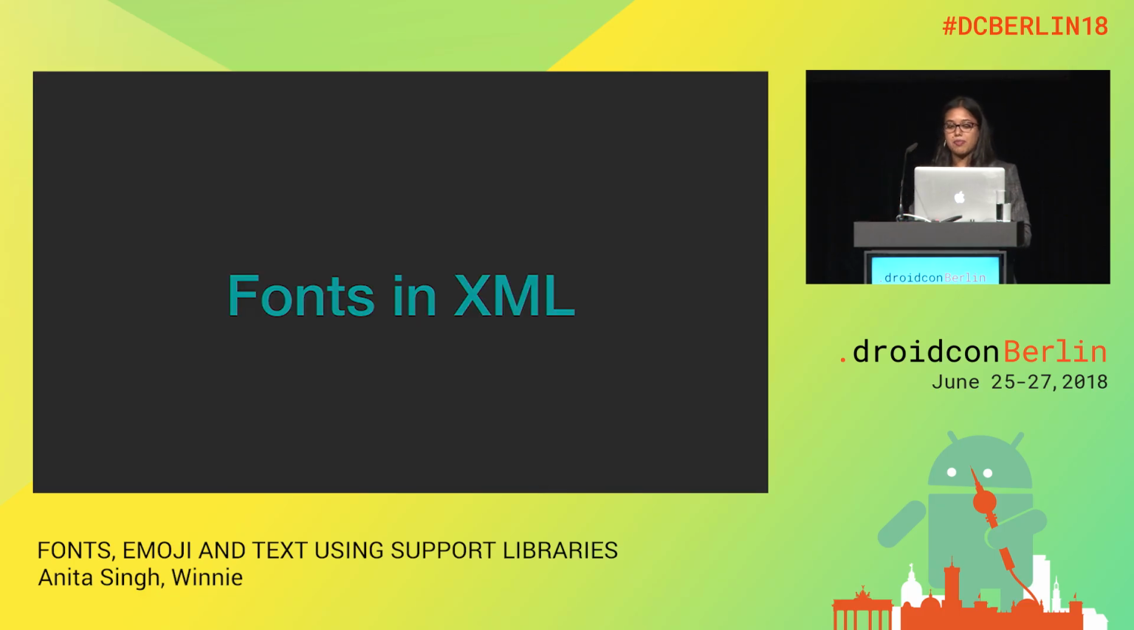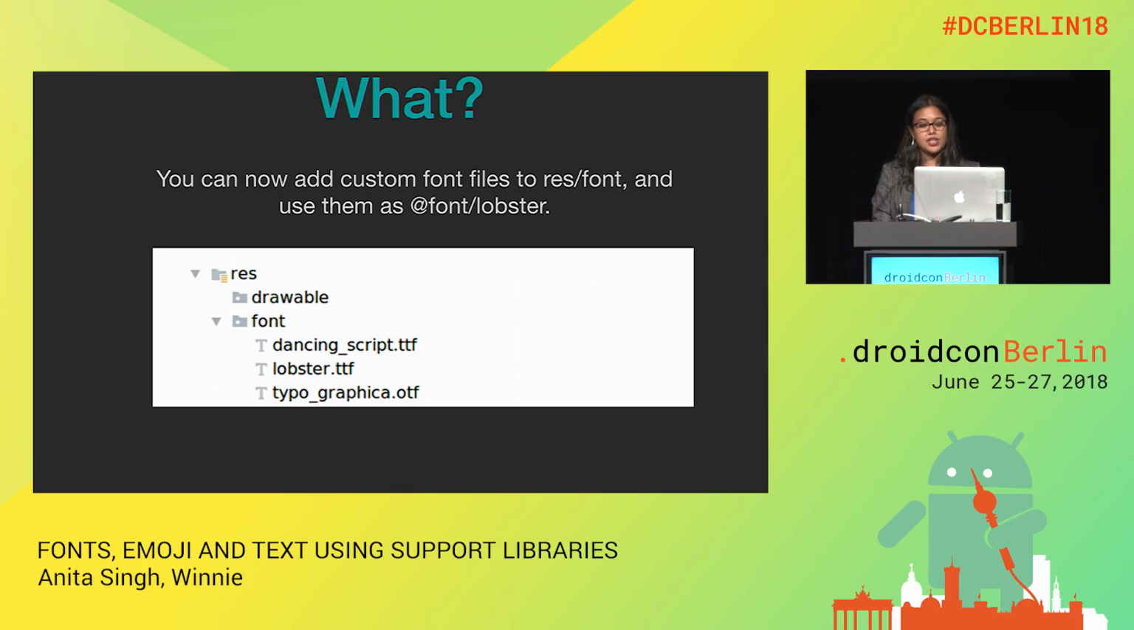And the first topic that we're going to talk about is fonts in XML, which really makes it easy to implement custom fonts in our app. What it is: you can add your .ttf custom font files to a font resource directory under resources, and you can refer to it with the @font or R.font tag, just like you would for any resource type. So now you can refer to fonts in your XML layouts, which is really convenient.